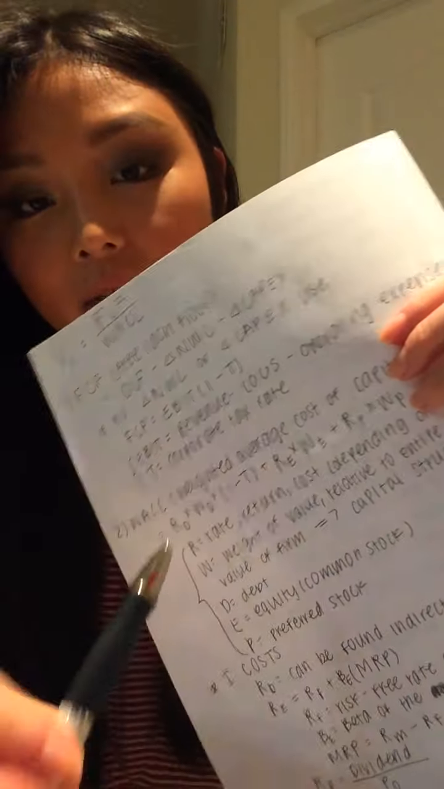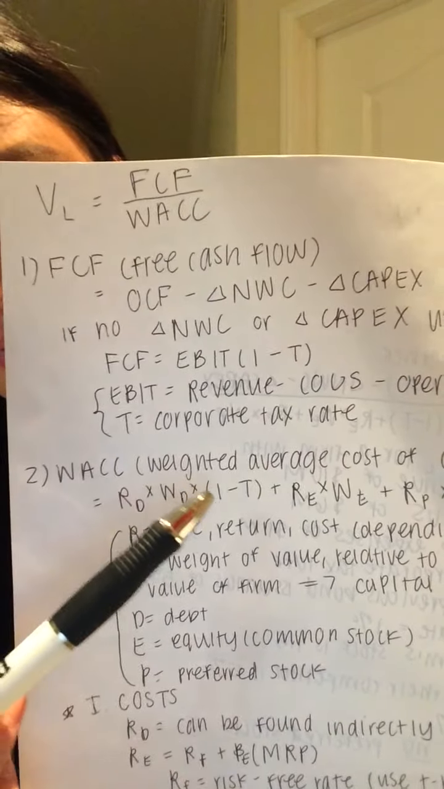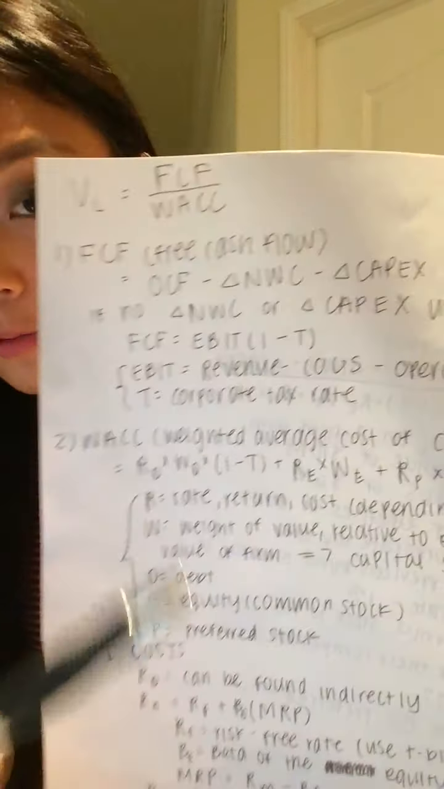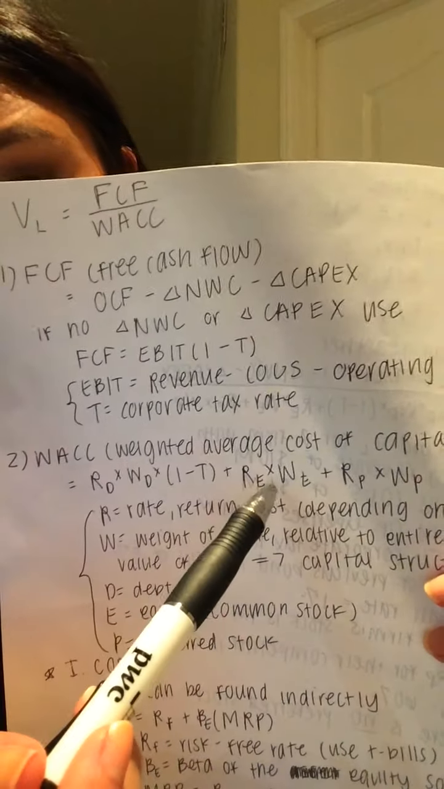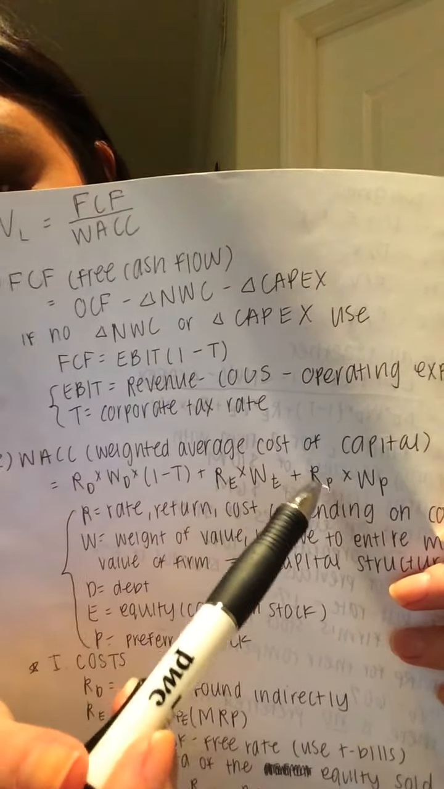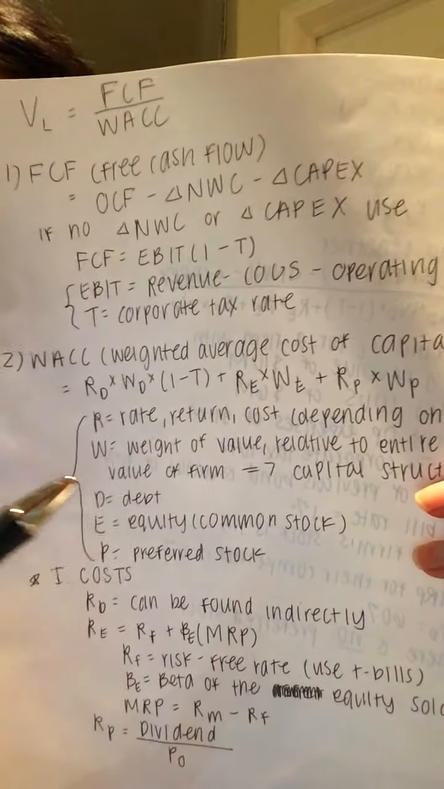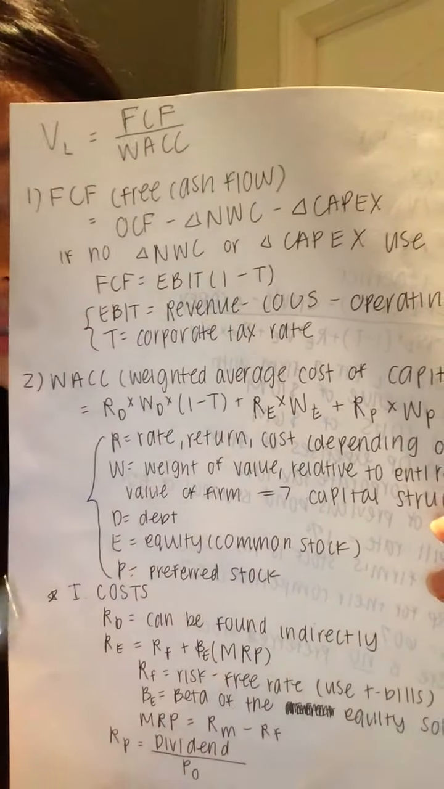So the next thing that I'd like to discuss is the WACC, or the weighted average cost of capital. Unfortunately, this isn't as easy to find as the free cash flow just because there are so many more components involved. So I'll show you the formula, which is the cost of debt times the weight of debt times (1 minus T), which is a tax shield because debt has tax benefits that equity doesn't, plus the cost of equity times the weight of equity plus the cost of preferred stock times the weight of preferred stock.